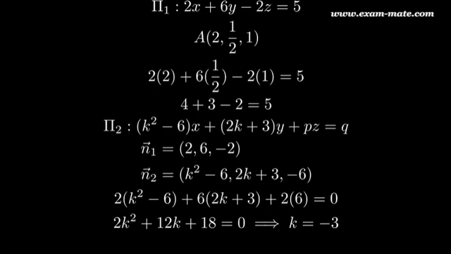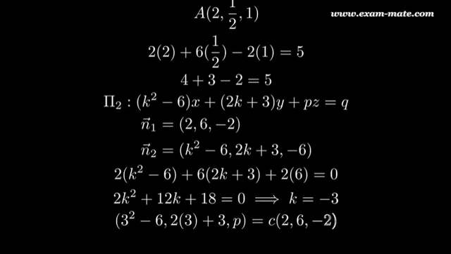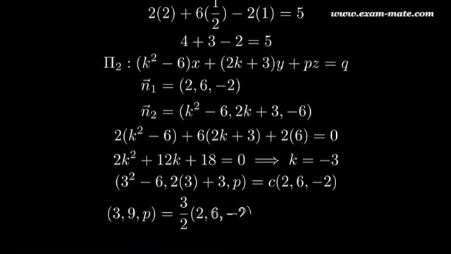For part C, we're now told that pi 2 is parallel to pi 1 with k equals 3. For parallel planes, their normal vectors must be scalar multiples of each other. This gives us p equals negative 3.